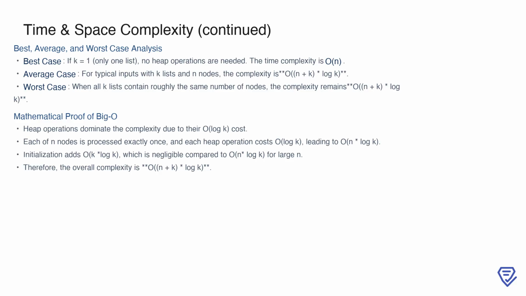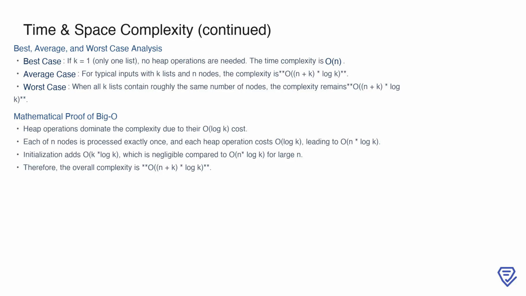If k equals 1, meaning there's only one list, no heap operations are required, and the time complexity is simply O(n). In the average case, for typical inputs with k lists and n total nodes, the time complexity is O((n + k) * log k). For the worst case, where all k lists are roughly the same size, the complexity remains O((n + k) * log k). This is because heap operations, which dominate the runtime, always cost O(log k) per node.